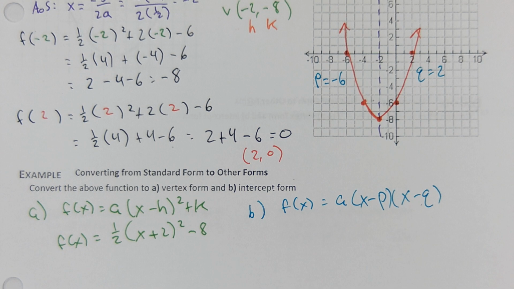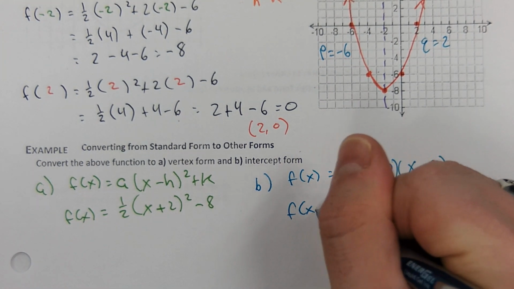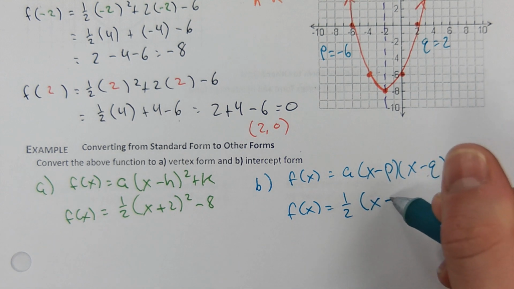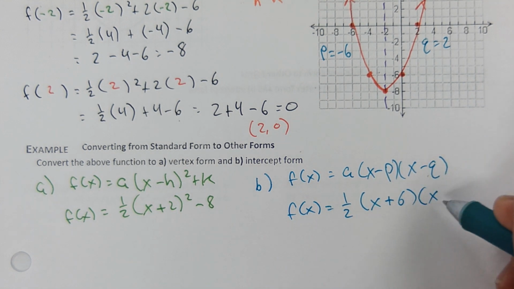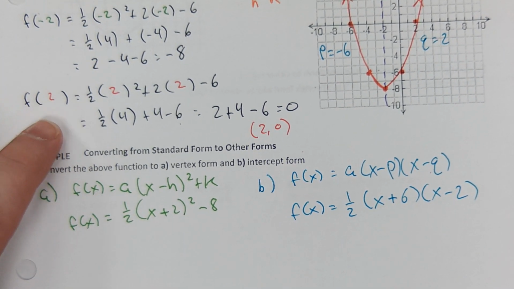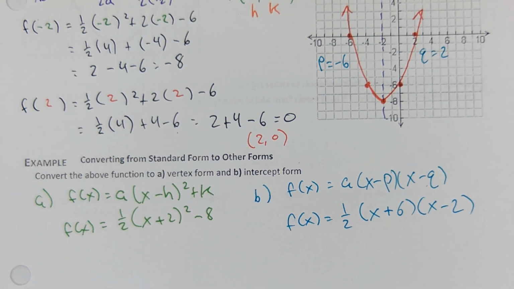Do you have to know all 3 of the forms for the graphing test? Yes, absolutely. The a value we know from standard form is 1/2, x minus -6, and x minus 2, finished. So if I hadn't found the x-intercepts here, I would have had to solve using the quadratic formula or factoring. Factoring would be the preferred method, and that's what we're going to do at the end of these notes: factor.